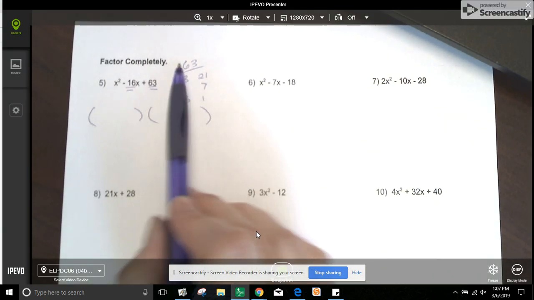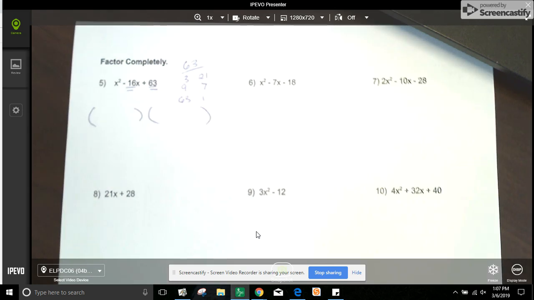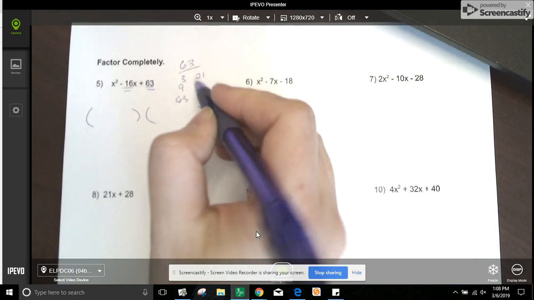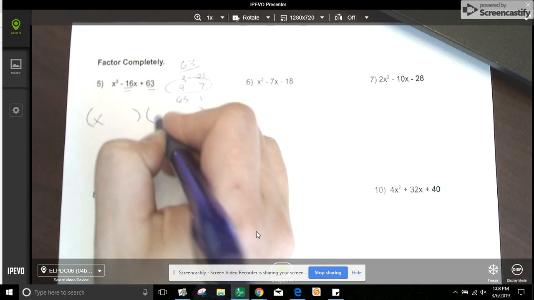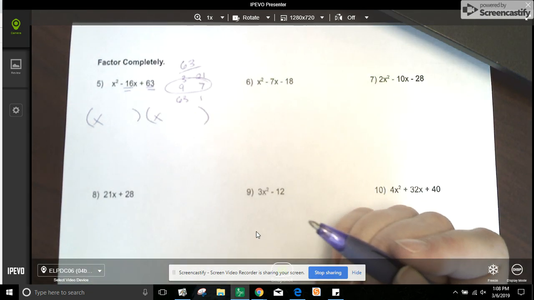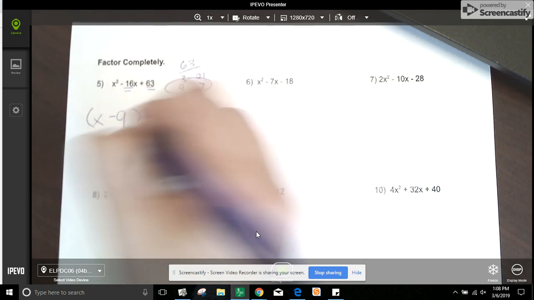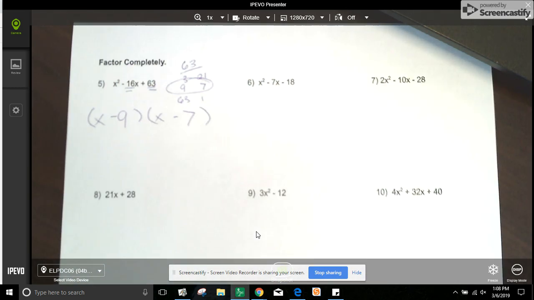So I made a list here of everything that multiplies to 63 that I can think of. And I want the pair that could get me to 16, which would be 9 and 7. Okay, and make sure you know what's negative and what's positive. So I got to get to negative 16. So it'd be minus 9, minus 7.